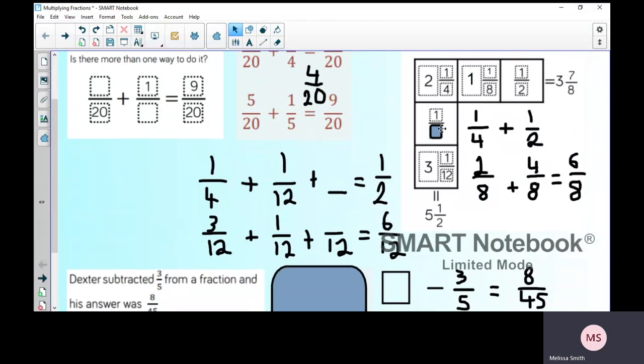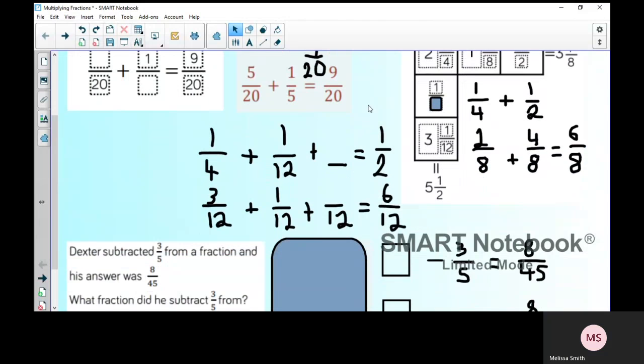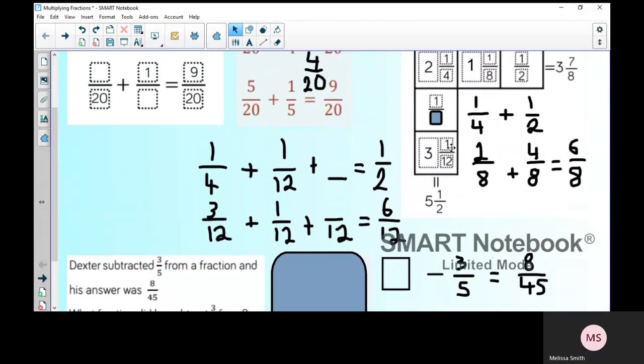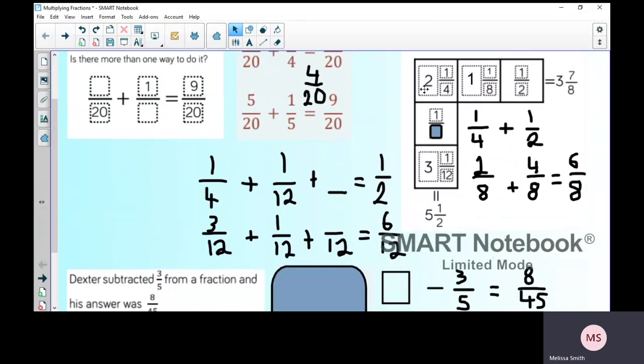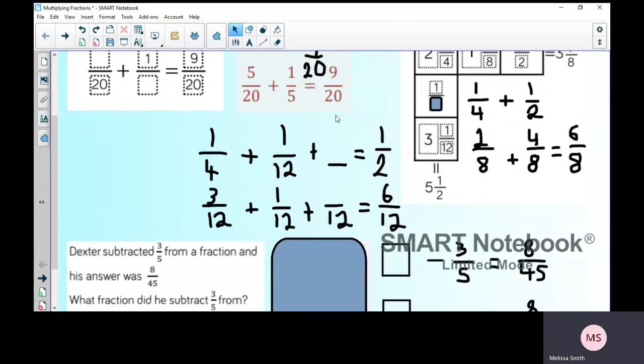Now let's have a look at this one. Now this one here is even trickier really. The wholes, they've already been done for us. 2 plus 3 is 5. Easy. But now I have 1/4, which I've written here, plus 1/2, which I've written here, plus something is going to give me 1/2, 1/12 should I say. That's 1/4 plus 1/12 is going to give me 1/2. So how do I go about doing that?